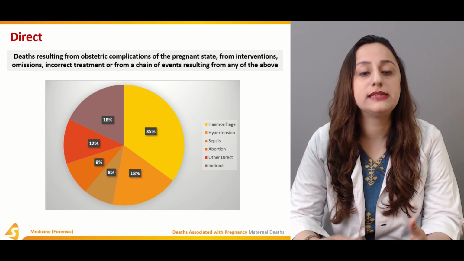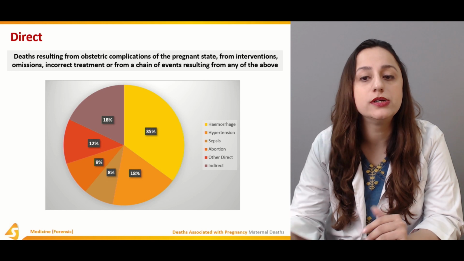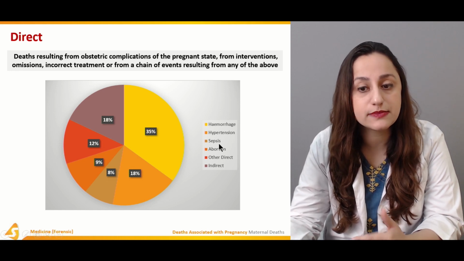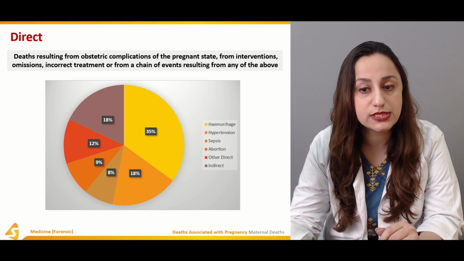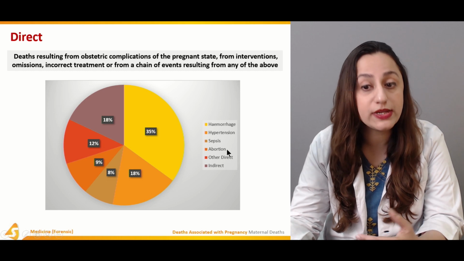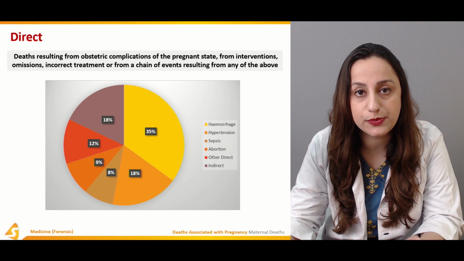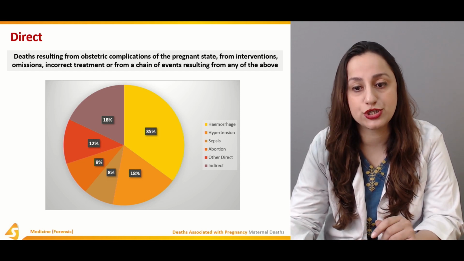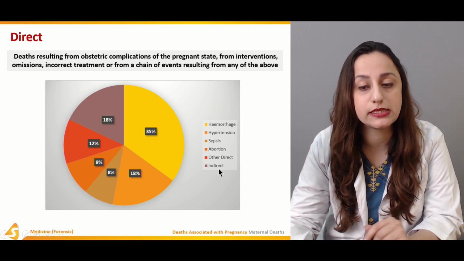So there are the direct causes which are related to the pregnancy, and these include hemorrhage, hypertension, sepsis, meaning the infections which can relate to abortions, and the abortion-related causes, which can be illegal abortions. You have to keep in mind that they use unsafe methods for these abortions. Now, the other direct and indirect causes are also related in this pie chart.